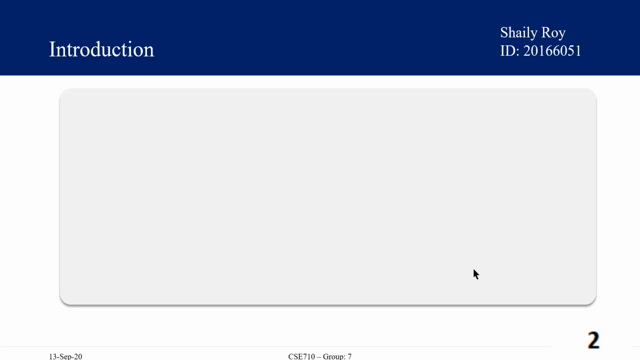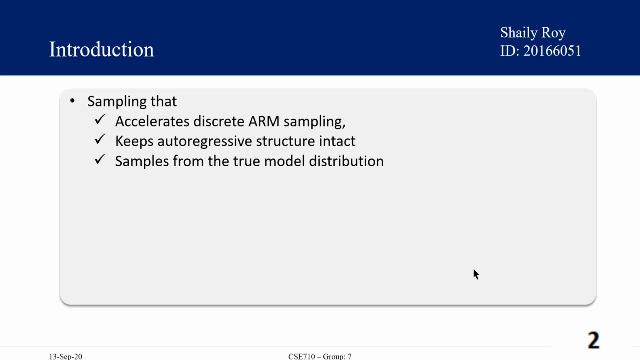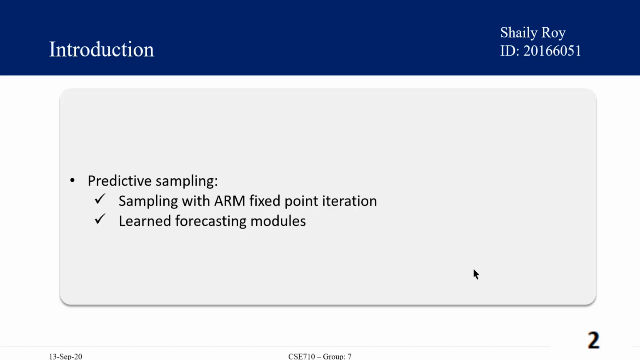This paper proposed a new algorithm termed predictive sampling, which accelerates discrete ARM sampling, keeps autoregressive structure intact, and samples from the true model distribution. They proposed two variations of predictive sampling, namely sampling with ARM fixed point iteration and learned forecasting modules.